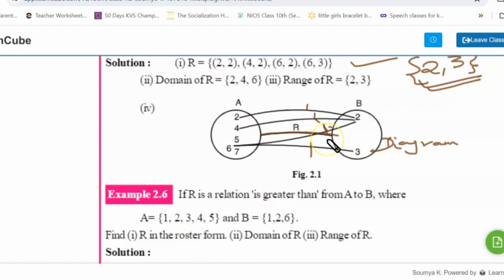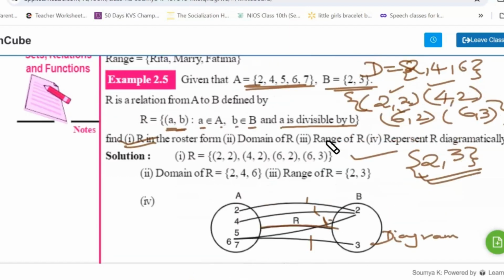Hope you understood how to do this kind of question. This looks complicated, but it's very simple to do. Understand the question properly.